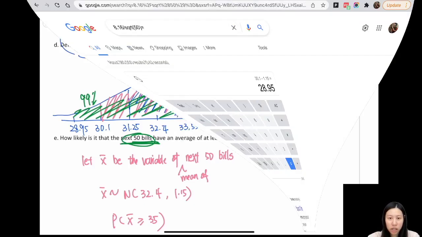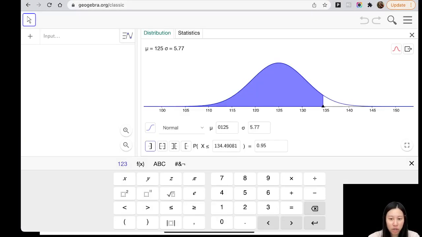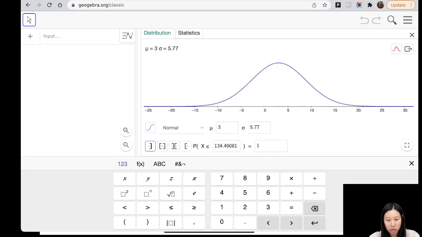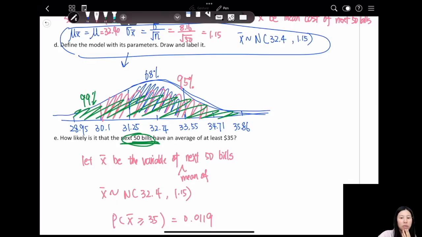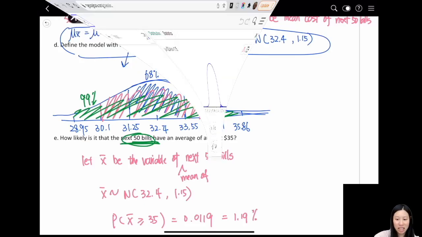So now take a look at GeoGebra. We set mu equal to 13.4, and sigma equal to 1.15, and X greater than 13.5. So we have 0.0119, which is 1.19%. Did I do it right? Yeah.